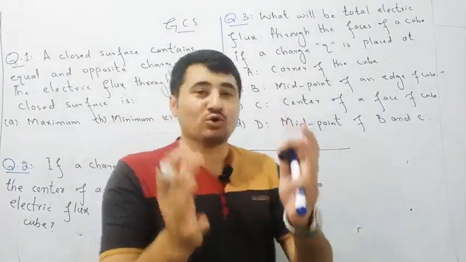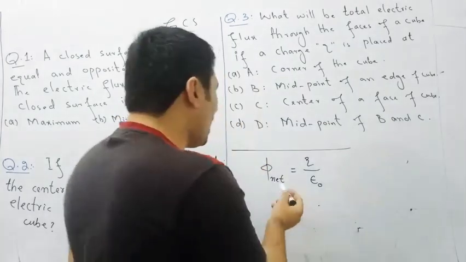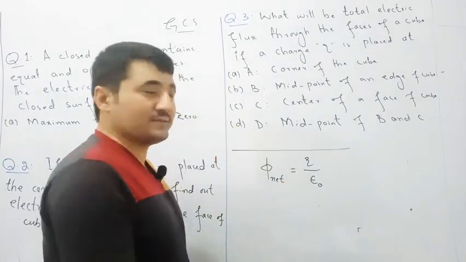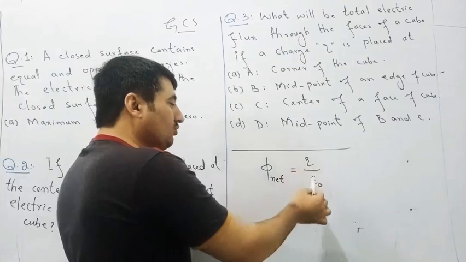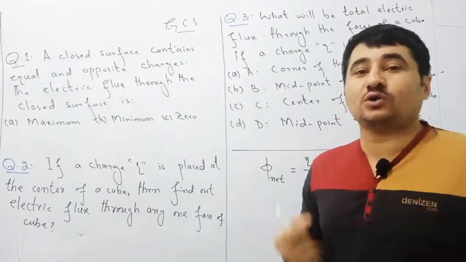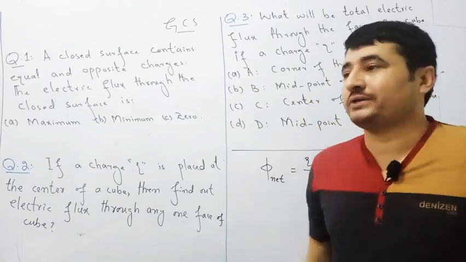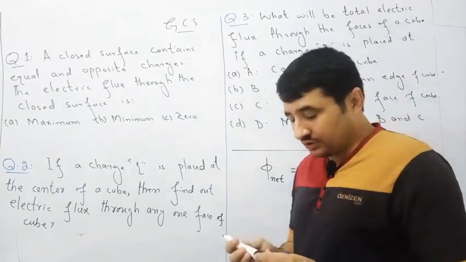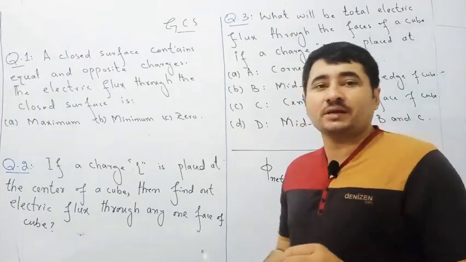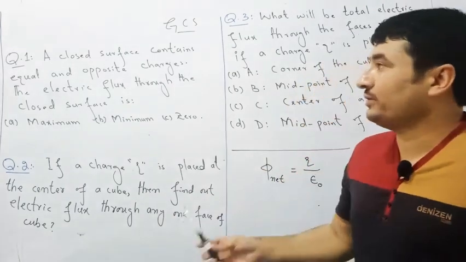So if you have any closed surface and there is a charge Q inside this surface, how can we find the electric flux through this surface? That is very simple, Q by epsilon naught. Today we will use Gauss's law, and I'm going to discuss some very important conceptual questions on it. Some of the students have already asked many questions in the WhatsApp group or by email, so let me discuss them.